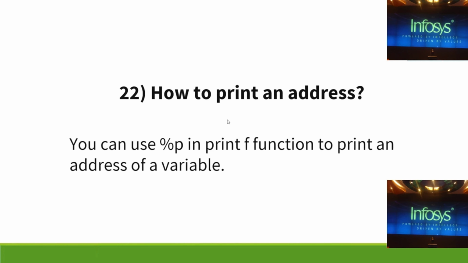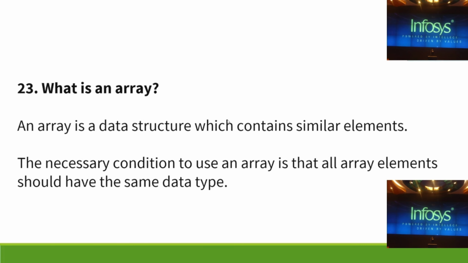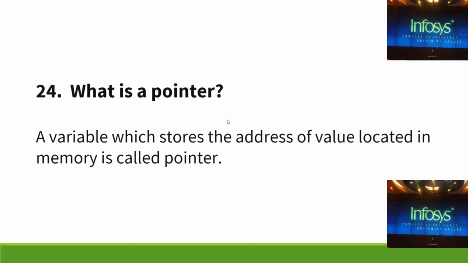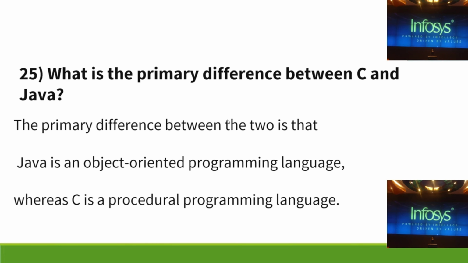How to print an address? Percentile P. Easy question. So what is an array? An array is a data structure which contains similar elements. A necessary condition to use an array is that all array elements should have the same data type. So what is a pointer? A variable which stores the address of a value located in memory is called a pointer. Pointer is also important.